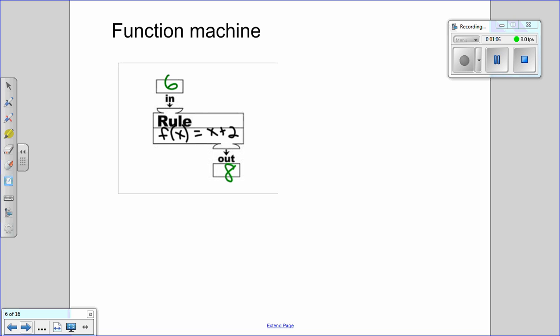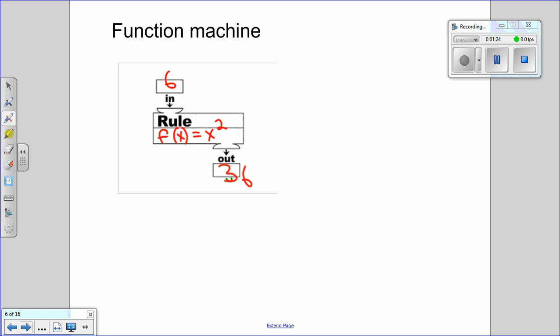So I can have different types of machines. I can change my rule. Let's change it to a quadratic machine. So I can write f of x equals x squared. Let's put a number in. If I put 6 into the input, it squares it and it becomes 36.